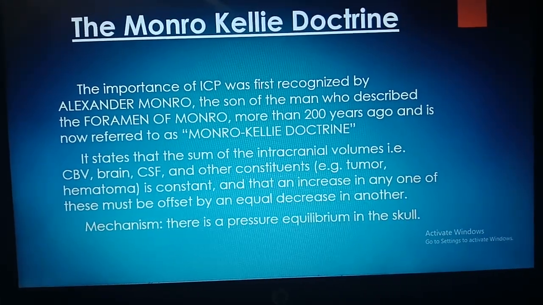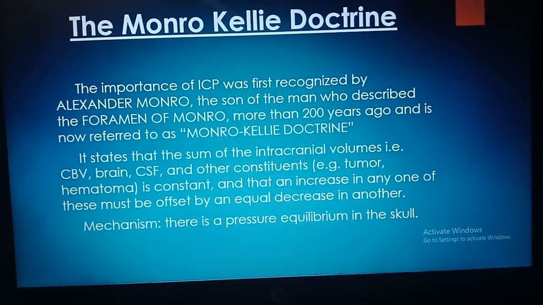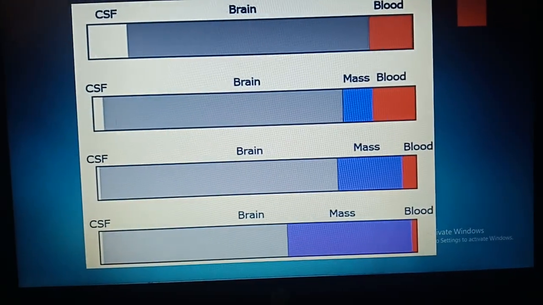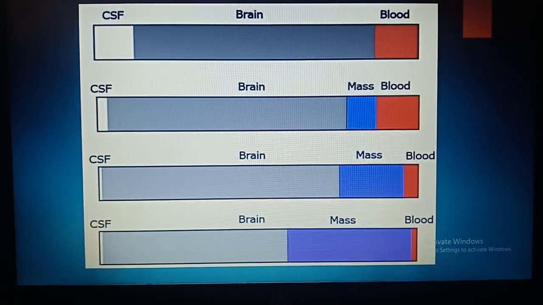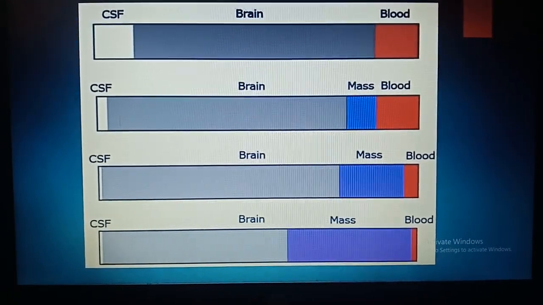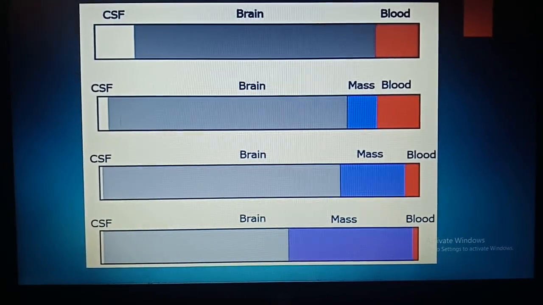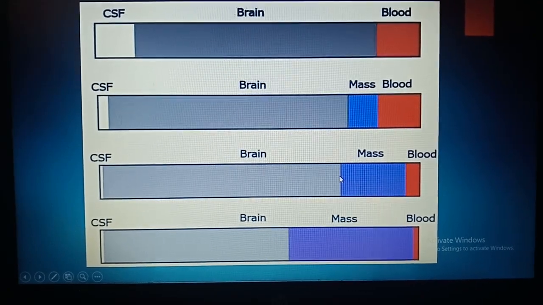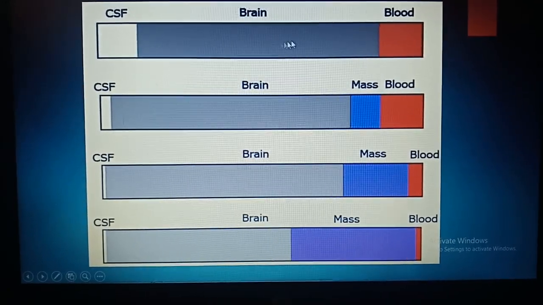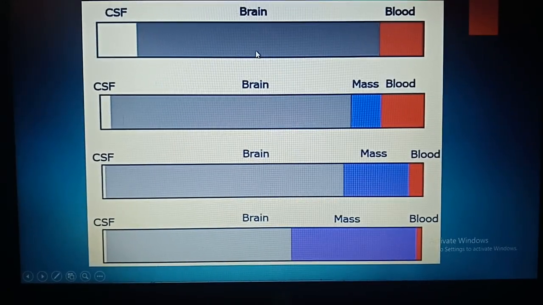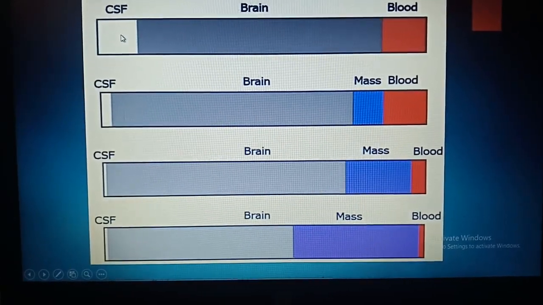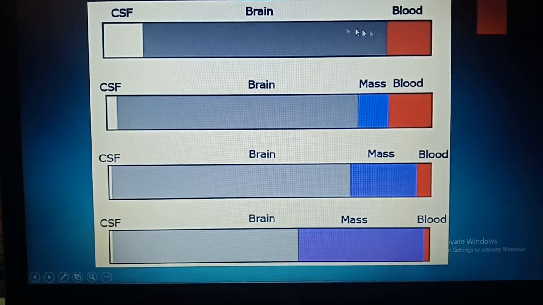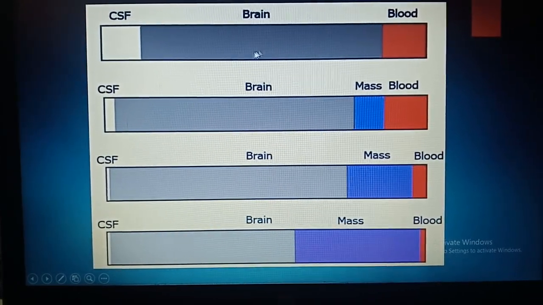Now, what is the mechanism? The mechanism is that there is a pressure equilibrium in the skull. This is a very simplified diagram. The upper bar shows the normal state, in which 80% of the volume of the cranial cavity comprises the brain, and 10% each is the CSF and the blood. So this is the normal state of equilibrium.